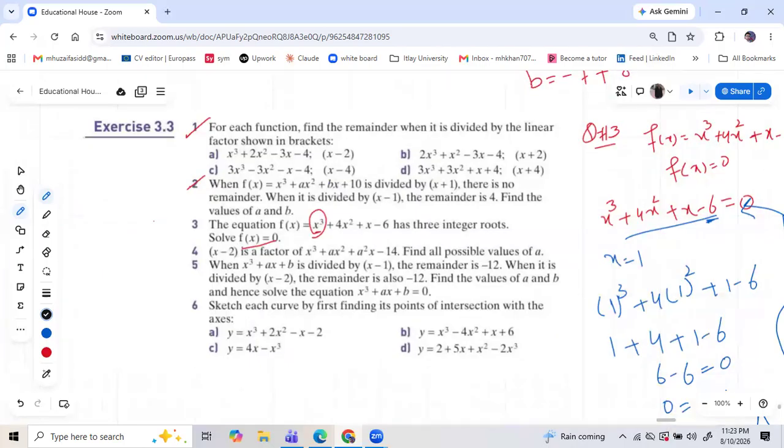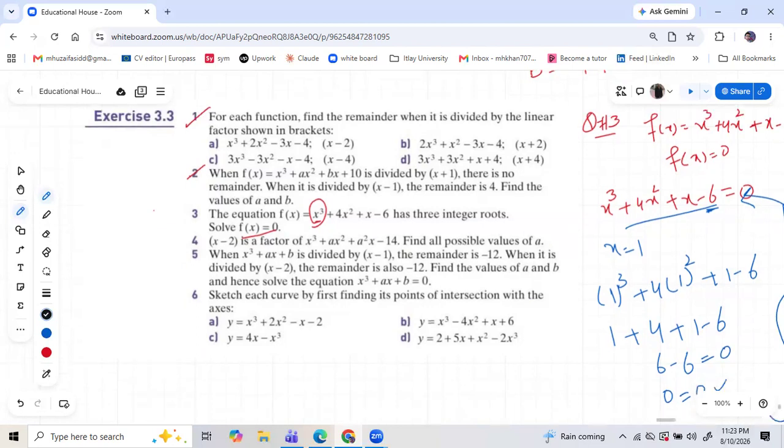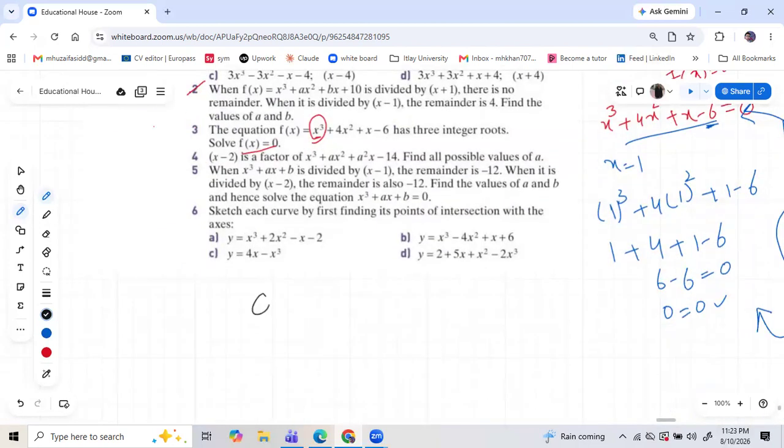Now we are moving to our next problem. x minus 2 is a factor of that one. Find all possible values. We already discussed this in previous sessions. I'm just explaining it for your understanding. So this is your q of 4. Our function is x cube plus a of x square plus a square of x minus 14, and find all possible values of a.